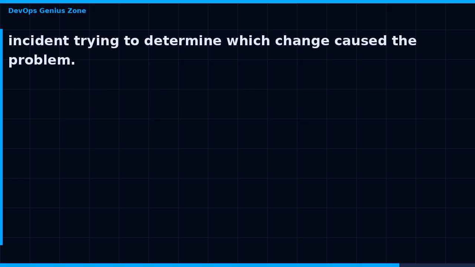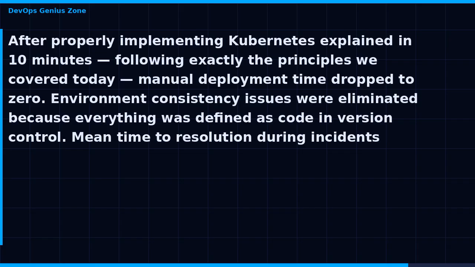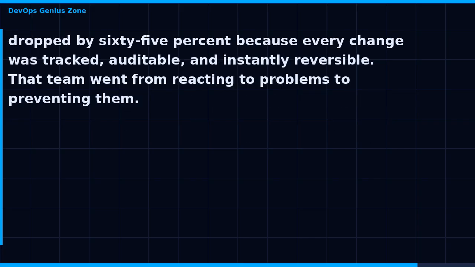After properly implementing Kubernetes explained in 10 minutes, following exactly the principles we covered today, manual deployment time dropped to 0. Environment consistency issues were eliminated because everything was defined as code in version control. Mean time to resolution during incidents dropped by 65% because every change was tracked, auditable, and instantly reversible. That team went from reacting to problems to preventing them.